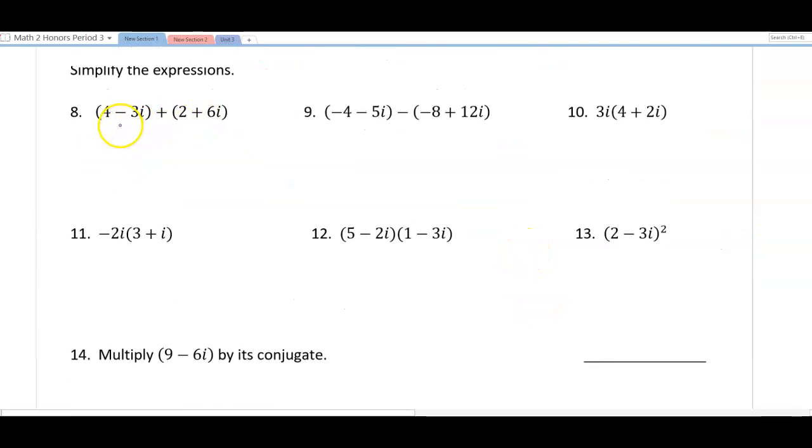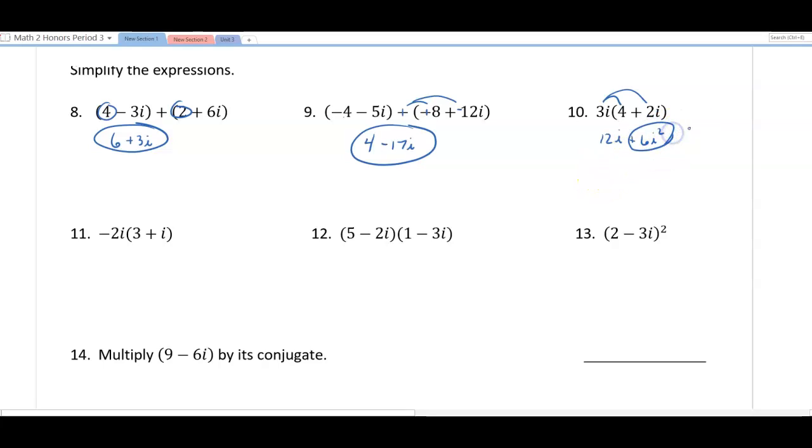Number 8. To add these complex numbers, 4 plus 2 is 6. Negative 3i plus 6i gives me plus 3i. The next one, if I distribute the minus sign, that becomes plus plus negative. So negative 4 plus 8 would give me 4. Negative 5i minus 12i is minus 17i. Next one, 3i times 4 is 12i. 3i times 2i is going to give me plus 6i squared. We don't want to leave it as i squared, so what does this become? 6 times negative 1. So 6 times negative 1 is negative 6 plus 12i.